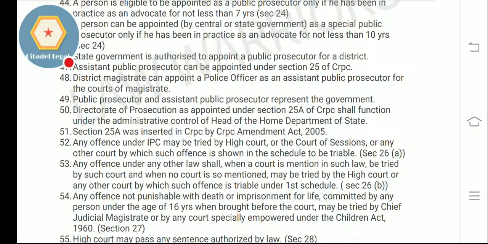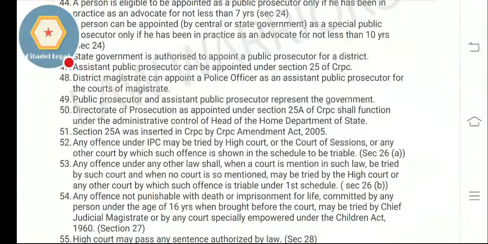Now, 53, any offence under any other law, when the court is mentioned in such law. This is talking about the special law. Always remember that if there is a special provision regarding any subject matter, that is a special law, then the rule is that special law always overrides the general provision. So, concentrate on 53. Any offence under any other law shall, when a court is mentioned in such law, be tried by such court, and when no court is so mentioned, may be tried by the High Court or any other court by which such offence is triable under the first schedule. Section 26B.